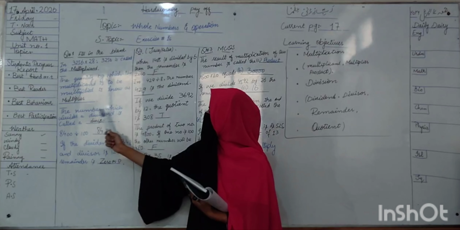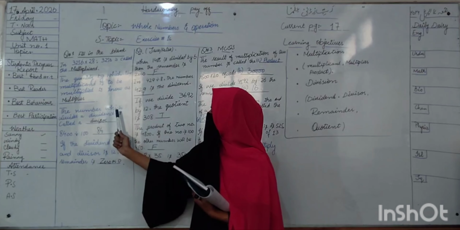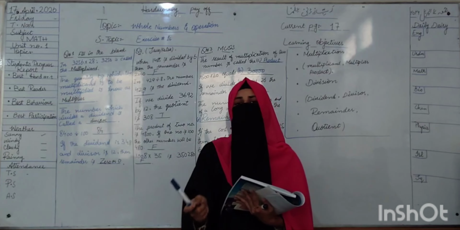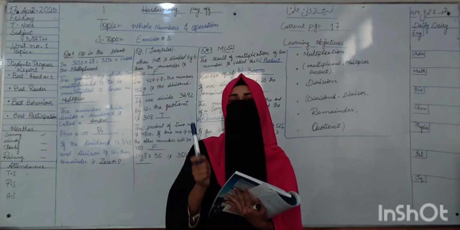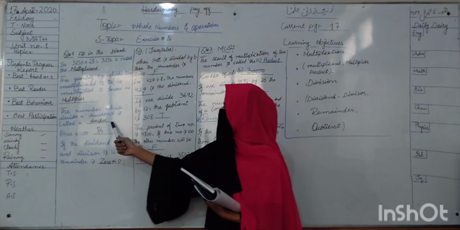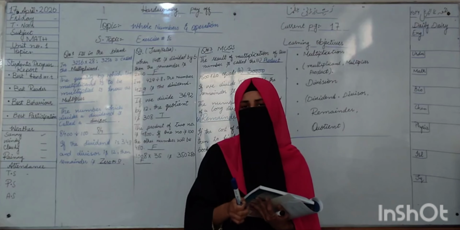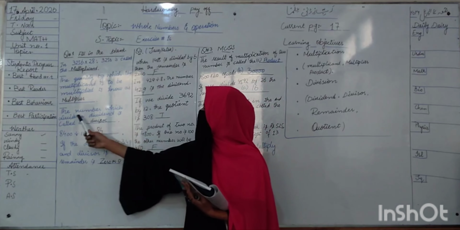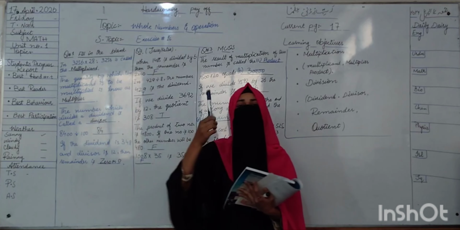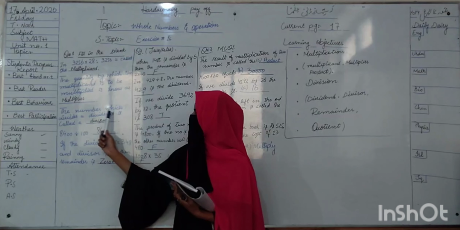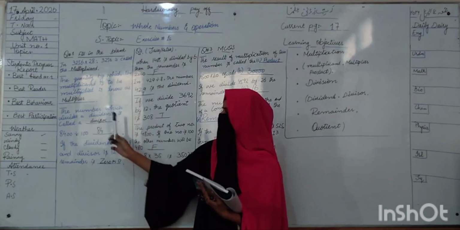The number which divides our dividend is known as a divisor. The number that is divided is the dividend, and the number used to divide the dividend is known as a divisor. The number which divides our dividend is called a divisor.